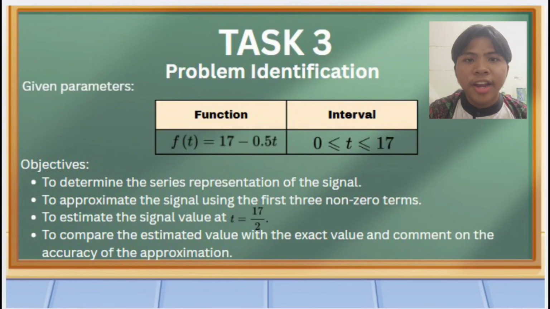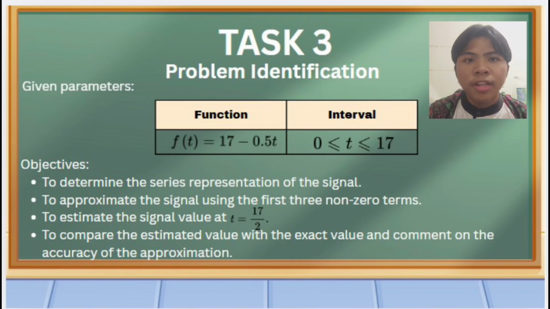This task focuses on analyzing a periodic sampling signal using the Fourier series. For our group, the given function is f(t) equal to 17 minus 0.5t, where the signal is defined from 0 to 17 seconds and repeats periodically.